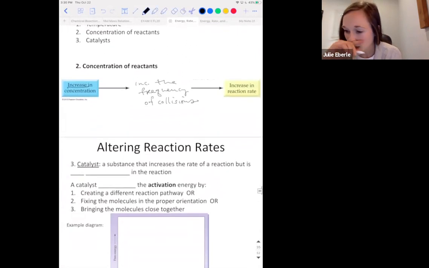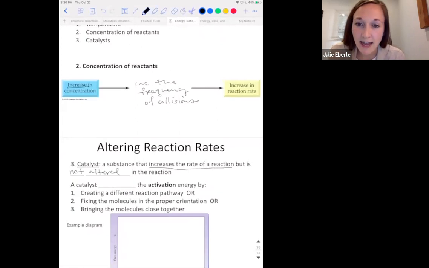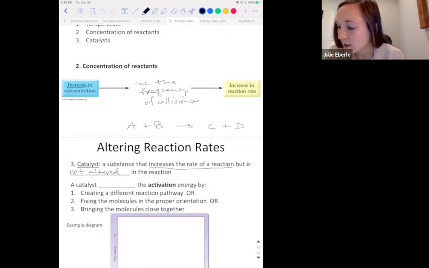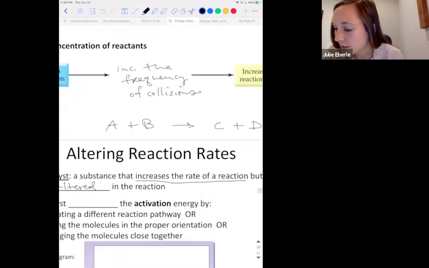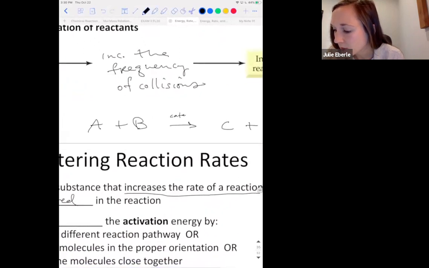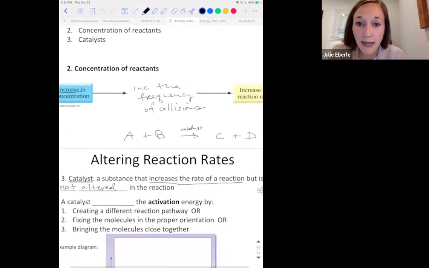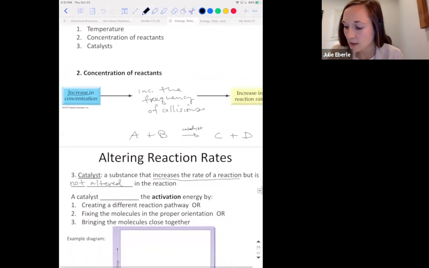Okay, lastly, let's talk about a catalyst. It is a substance that increases the rate of a reaction, but itself it is not altered in the reaction. We cannot think of a catalyst as a reactant. The way we write in catalysts, let's say you have a reaction A plus B makes C plus D. You would write in the catalyst right over this little arrow. You would say, here's my catalyst. It is part of the process of what you're going to do to the reactants, but it is not a reactant. Okay, it's not altered in the reaction.